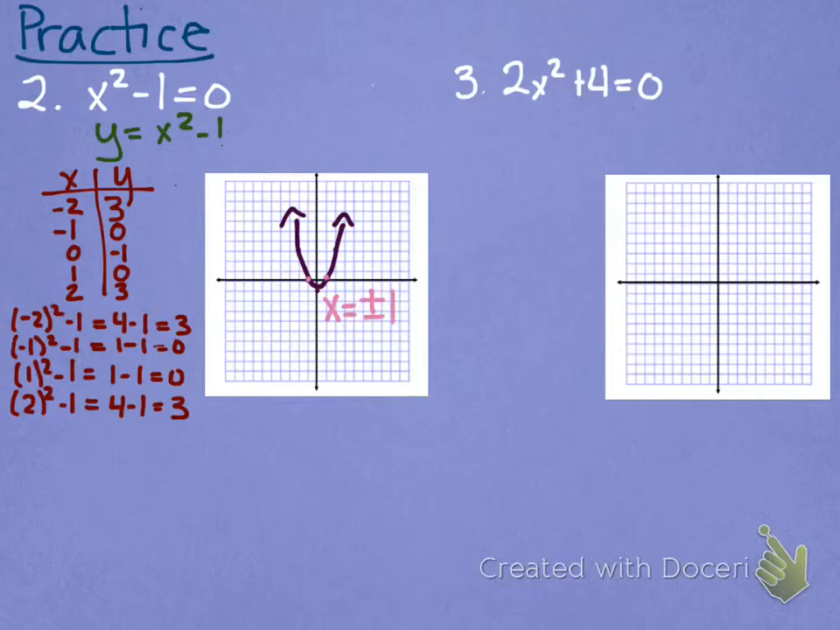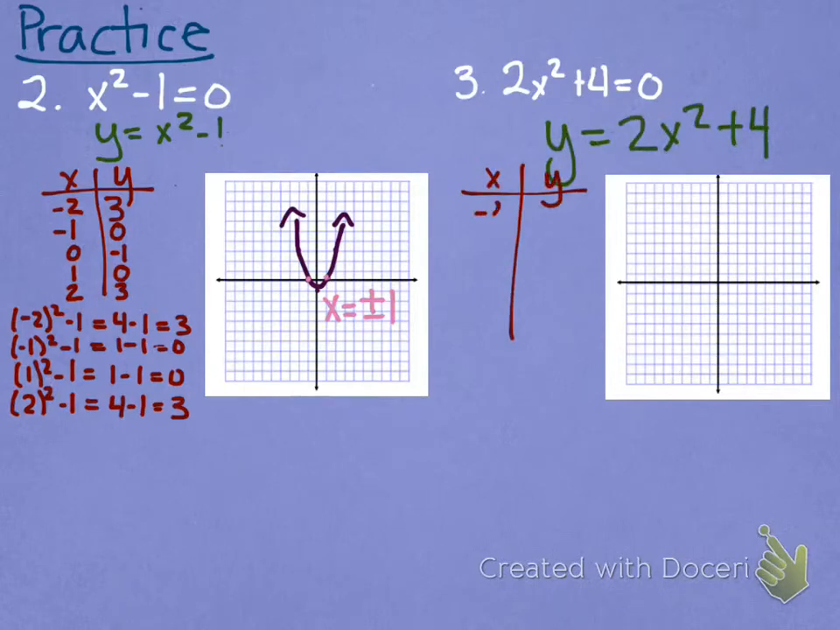With 3, I'm going to set up my related function first, which is y equals 2x squared plus 4. Then I'm going to set up my chart, with the values -2, -1, 0, 1, and 2. Then I'm going to plug them into the equation.